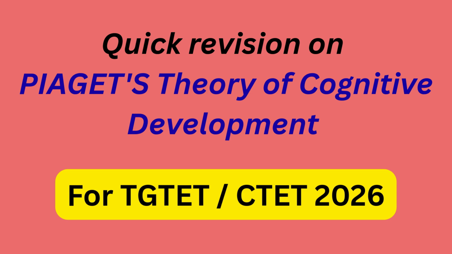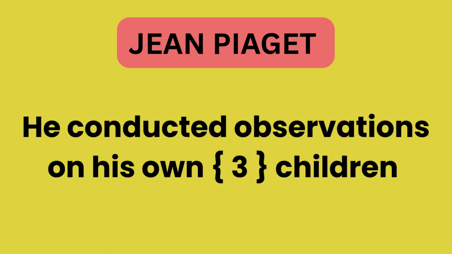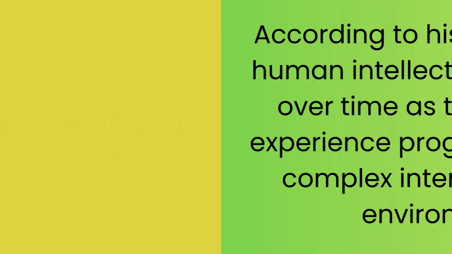Let us take a quick revision of Piaget's theory of cognitive development, which is important for your TGTET and CTET 2026. First of all, let us understand who was Jean Piaget. Jean Piaget was a Swiss psychologist and he conducted observations on his own children. So, the number of children is important. He had three children and he developed his cognitive theory based on observations of his own children, their behavior and everything he observed throughout their life.